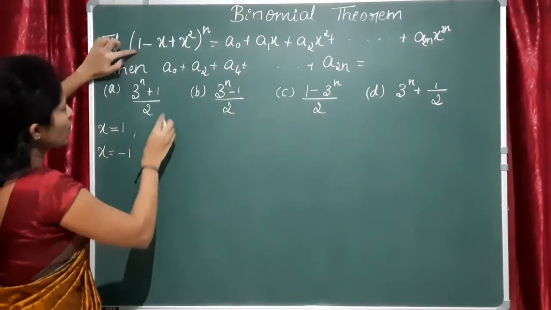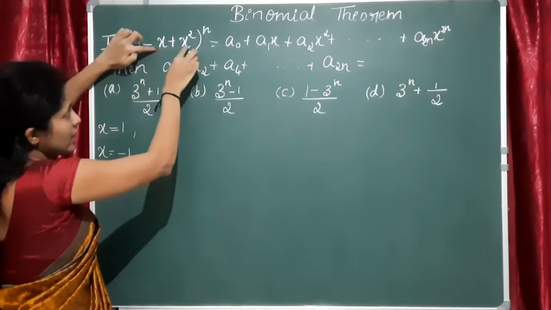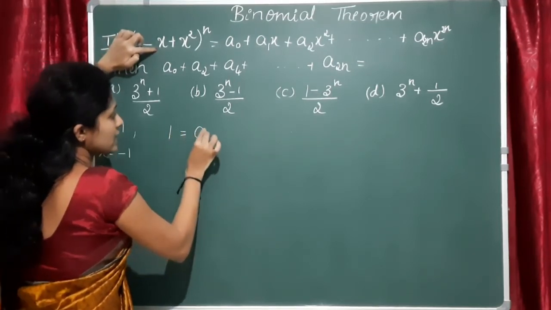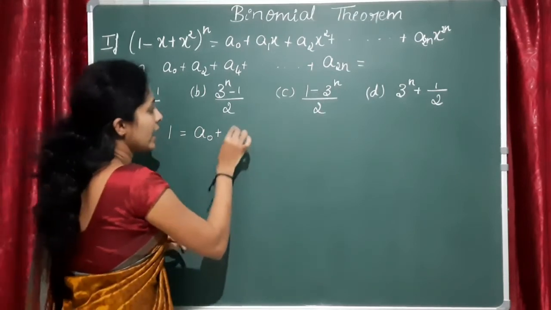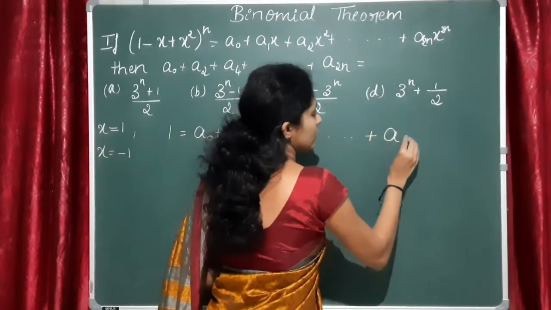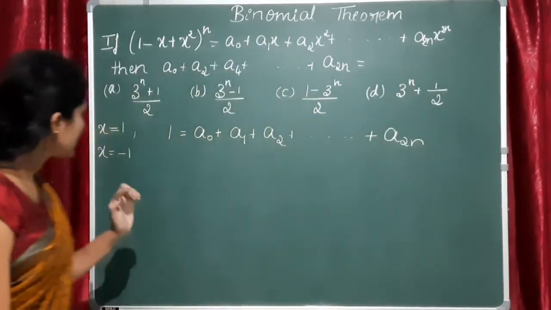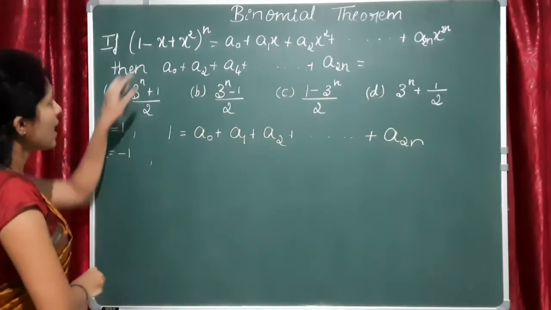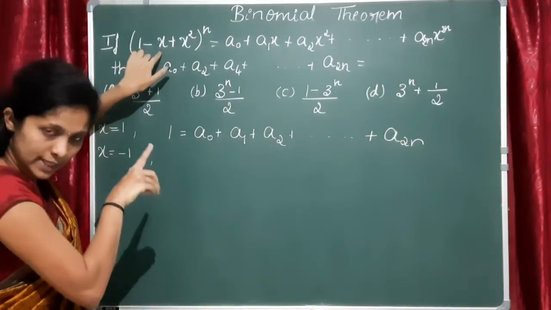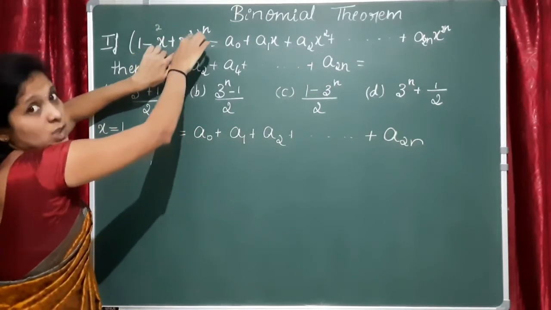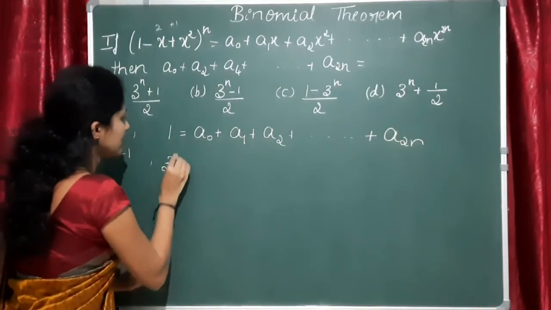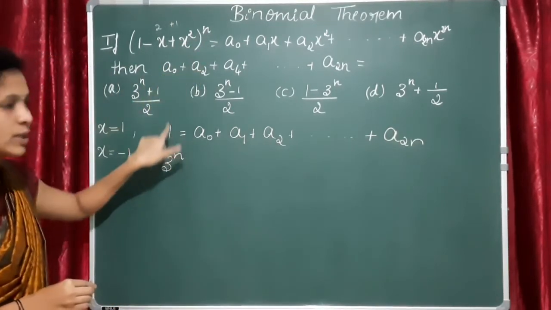See here, if I substitute x is equal to 1, the 1 and minus 1 will get cancelled. It will be 1 square whole to the power n, which is 1, equal to a0 plus a1 plus a2, and the last term will be a2n, with x is 1 to the power 2n. Now if you substitute x is equal to minus 1, what happens? 1 minus (minus 1) into... sorry, minus into minus 1 will be plus 1. So this will be 2, and minus 1 whole square will be 1. So it will be 2 plus 1, so we'll get 3 to the power n, right? Is it clear? 1 to the power n, no need to write.